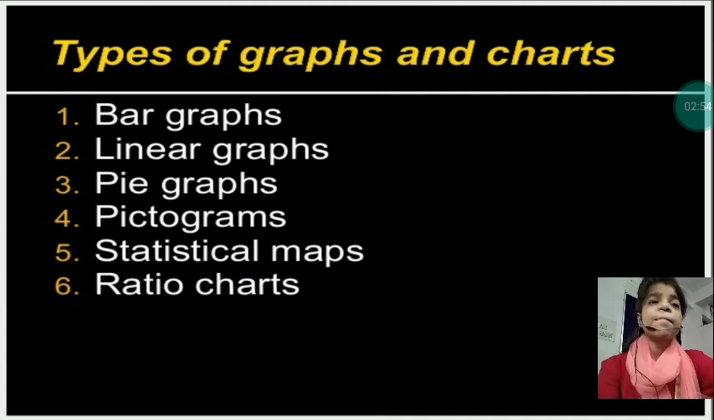Then there are many types of graphs and charts which we get in data interpretation. Some of them are given here, like bar graphs, linear graphs, pie graphs, pictograms, statistical maps, ratio charts. There are many types of graphs and charts that are provided in data interpretation.